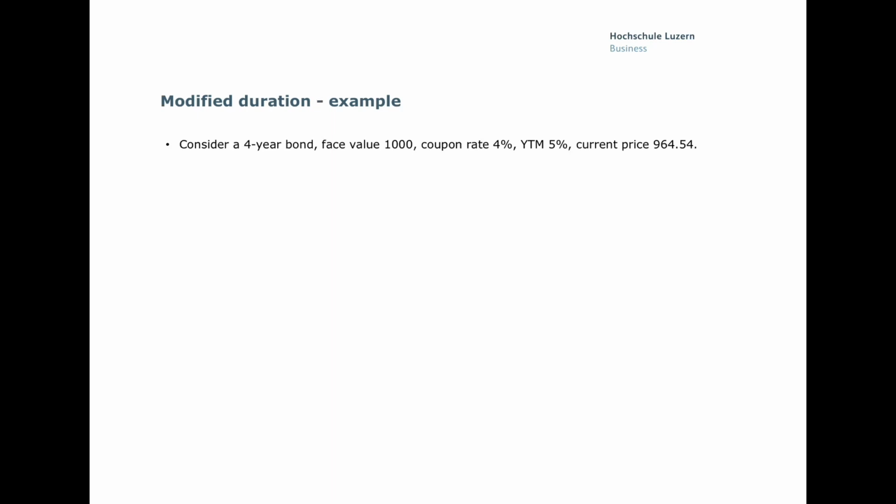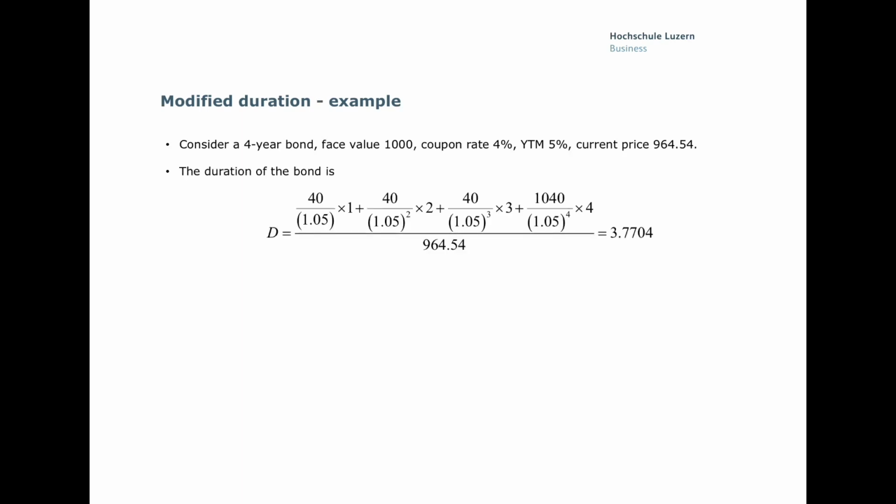To illustrate modified duration by an example, consider a 4-year bond with a face value of $1,000 and a coupon rate of 4%. The yield to maturity is 5% and the current bond price is $964.54. The duration of the bond is computed by using the corresponding formula and is 3.7704 years. Modified duration is duration divided by 1 plus the yield to maturity, which is 3.591 years.